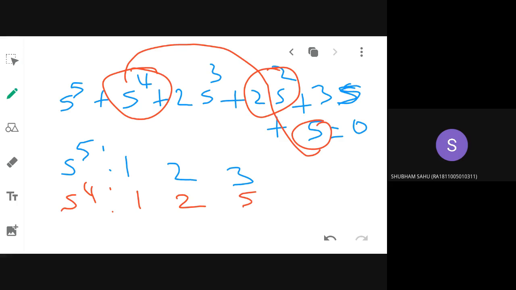Okay, now you understood how to form the first 2 rows, Shubham. First I have to take odd coefficients, then even coefficients, depending upon the polynomial. Okay, ma'am.